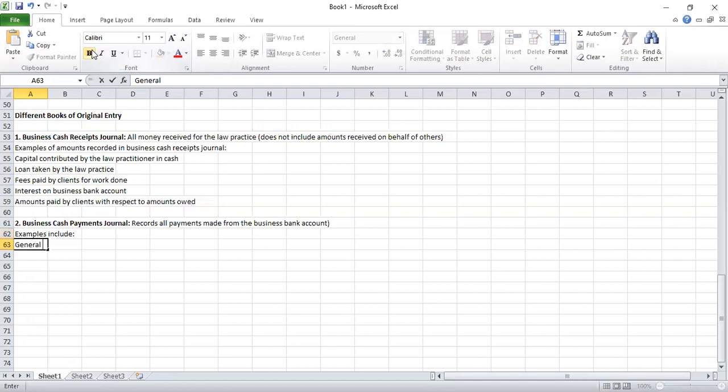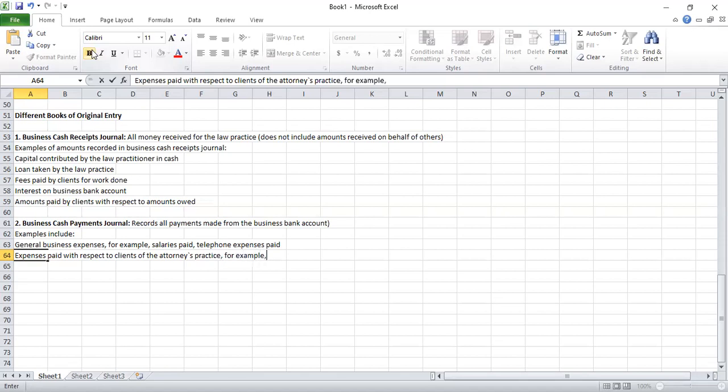General business expenses. For example, salaries paid, telephone expenses paid. Right. We also have expenses paid with respect to clients of the attorney's practice. For example, sheriff fees.